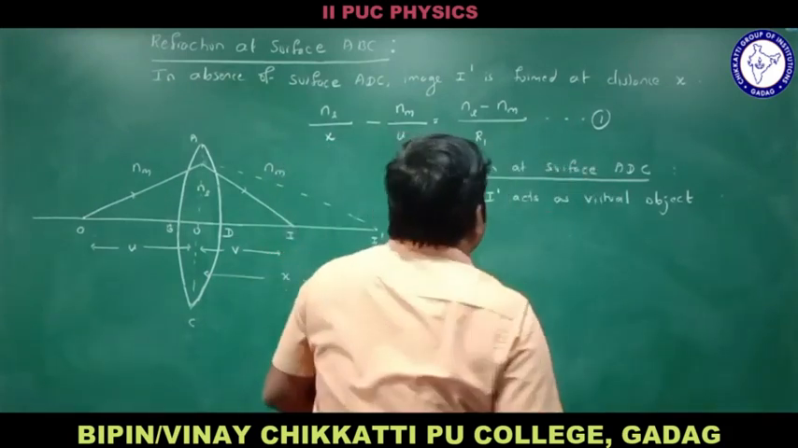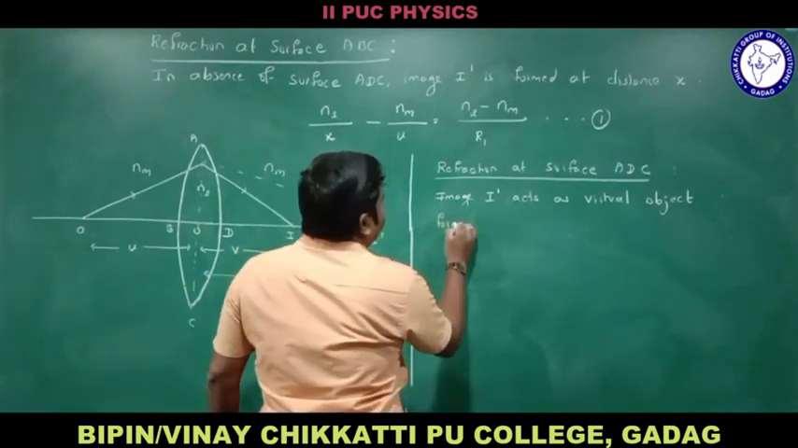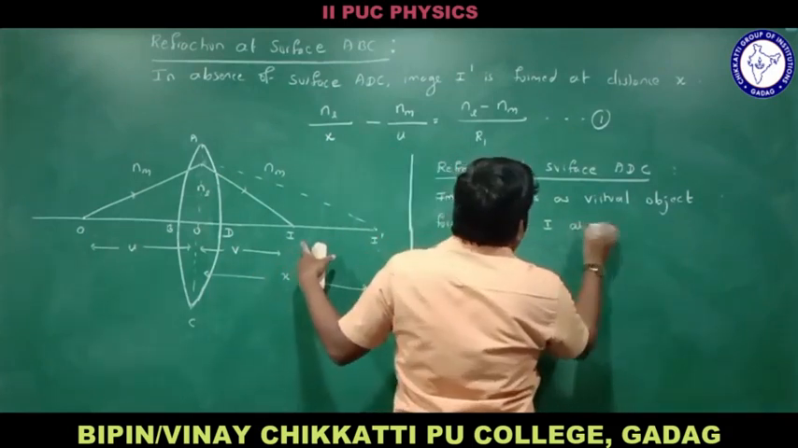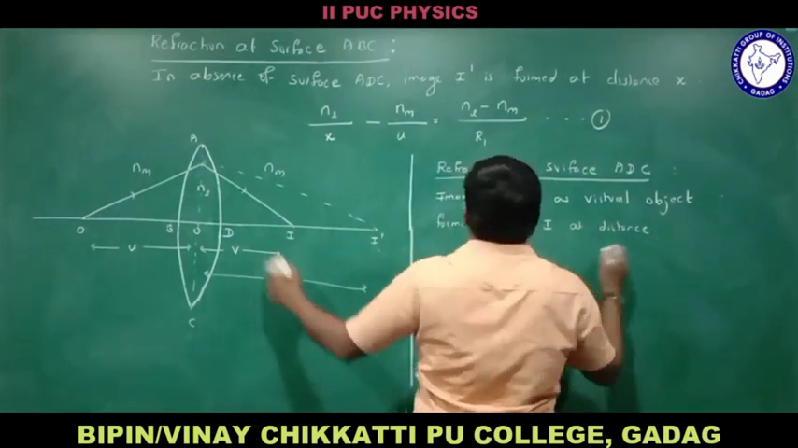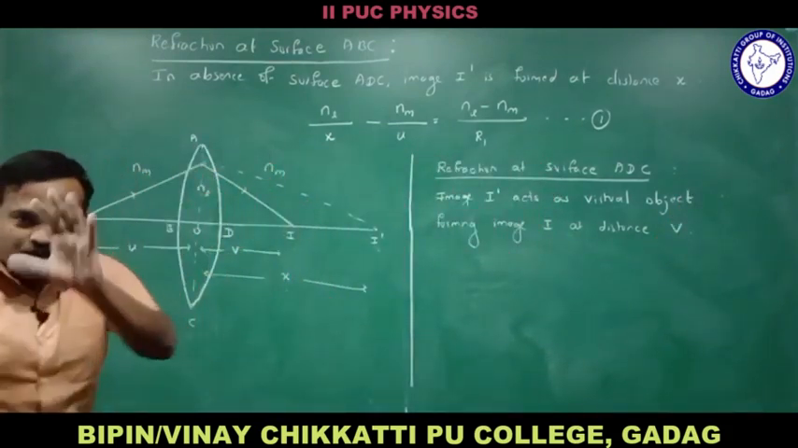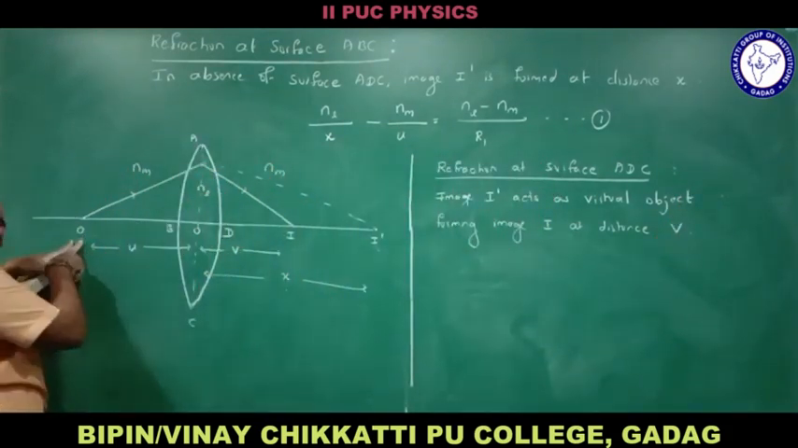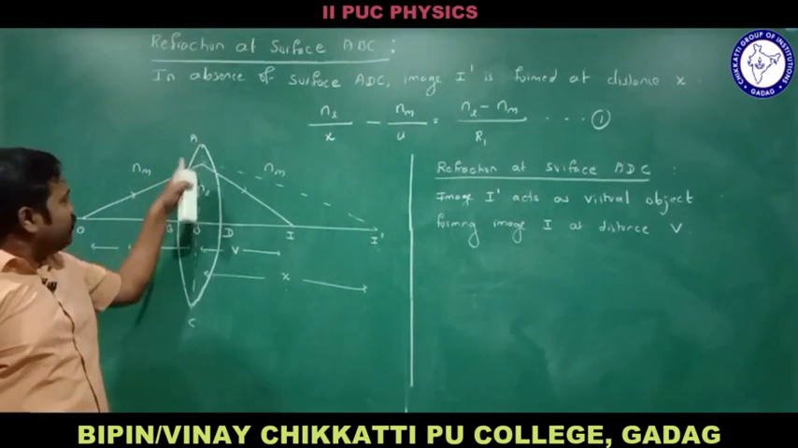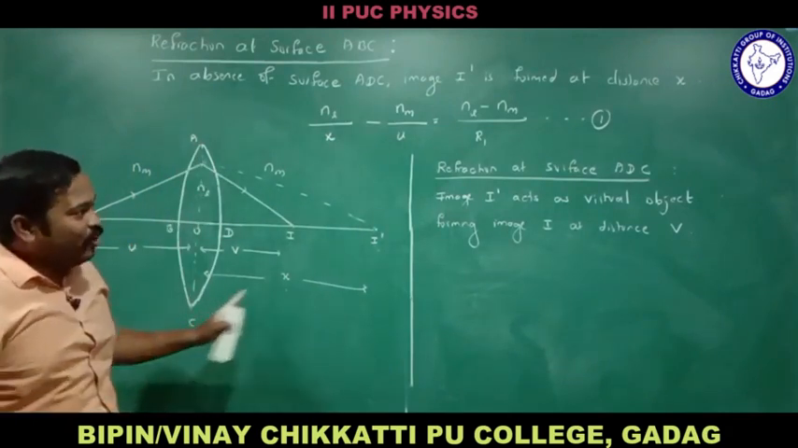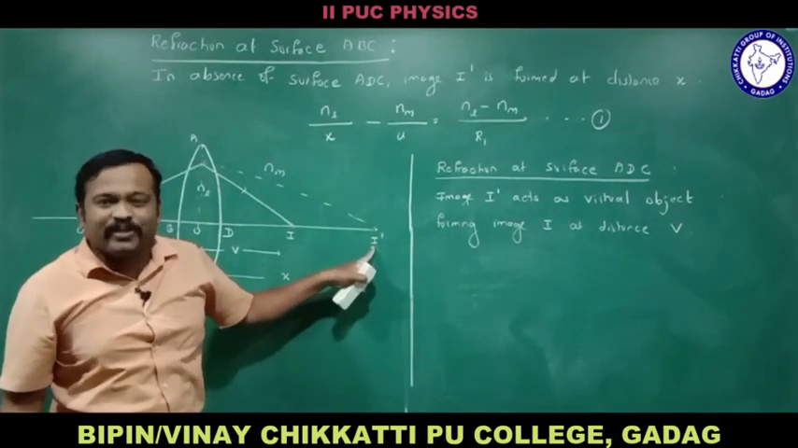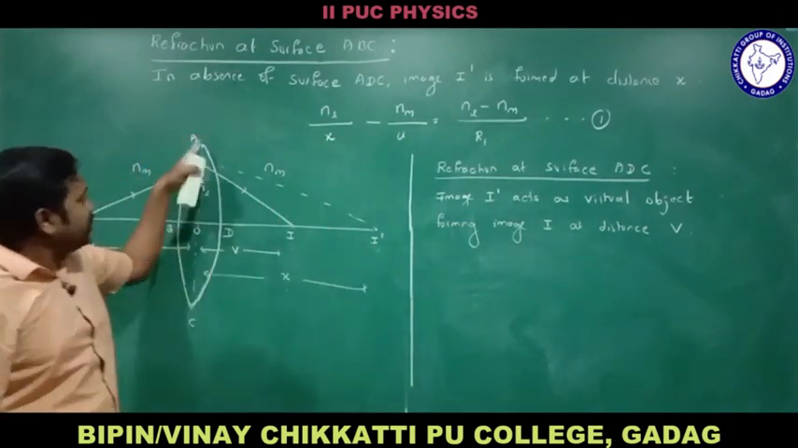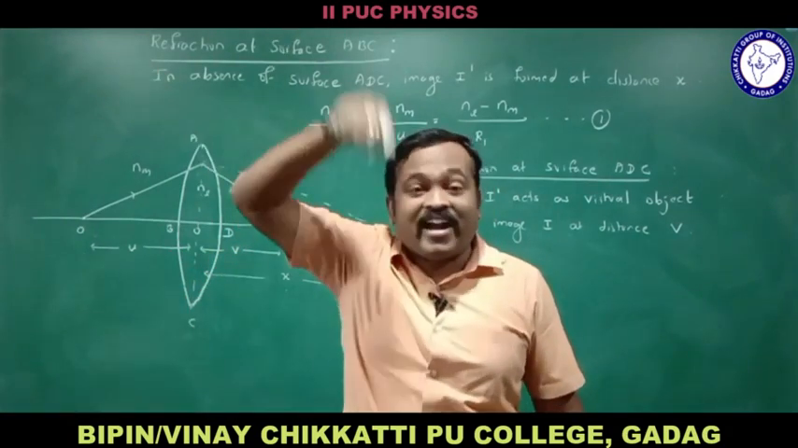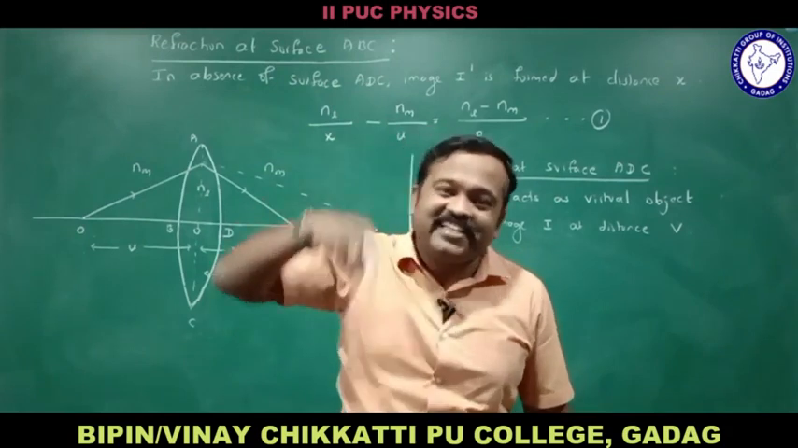Image I dash acts as a virtual object forming an image. What is the image formed? I, at distance V. Once again, make it clear: O is the object, I is the image of the lens, and I dash is the image of the first spherical surface. And now we came to know that it plays another role. It is the virtual object for the second surface. So I dash has both roles: one, image of the first surface; another, virtual object of the second surface.